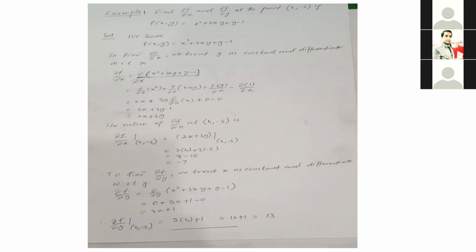So we apply this partial differentiation on each term. Del x square divided by del x, plus del 3xy divided by del x, plus del y over del x, minus del 1 over del x.